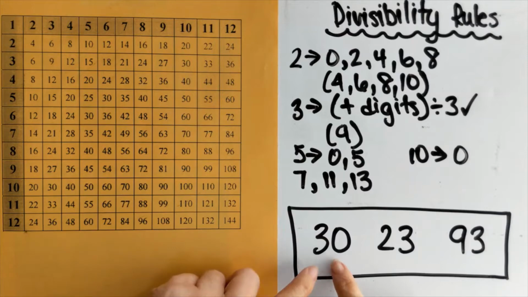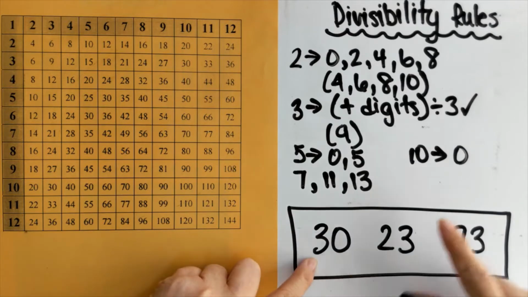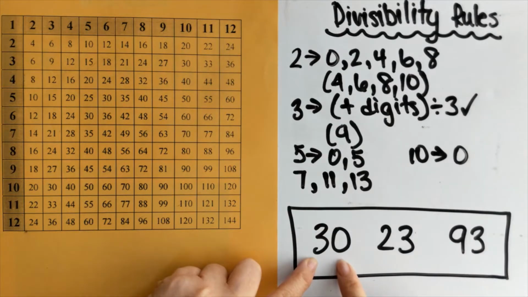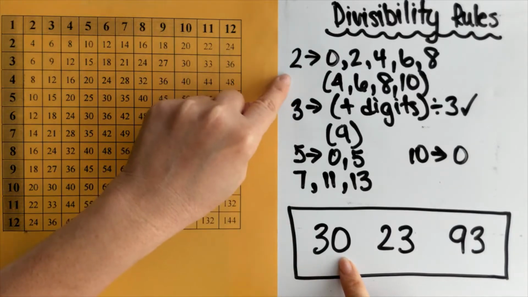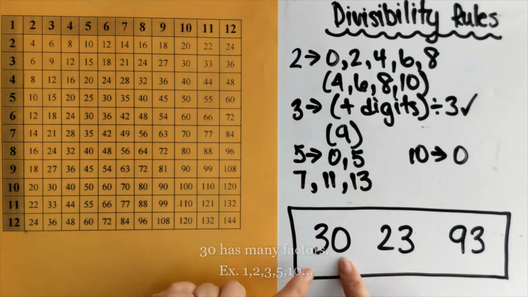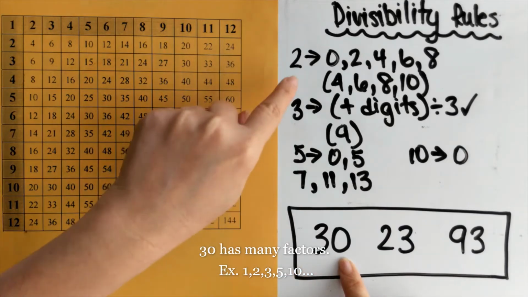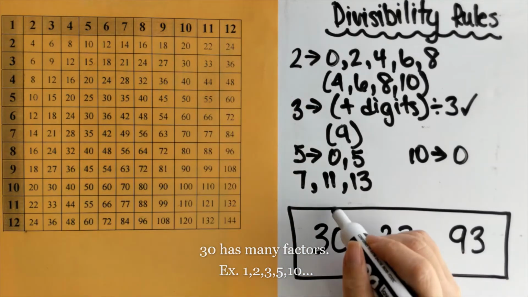Now let's look at 30. A smart student would actually use the divisibility rules first. One thing that I noticed about 30 is that it ends with a 0. That means it's divisible by 2, 5, and 10. You know what? The minute it's divisible by any other number but 1, it is already a composite.